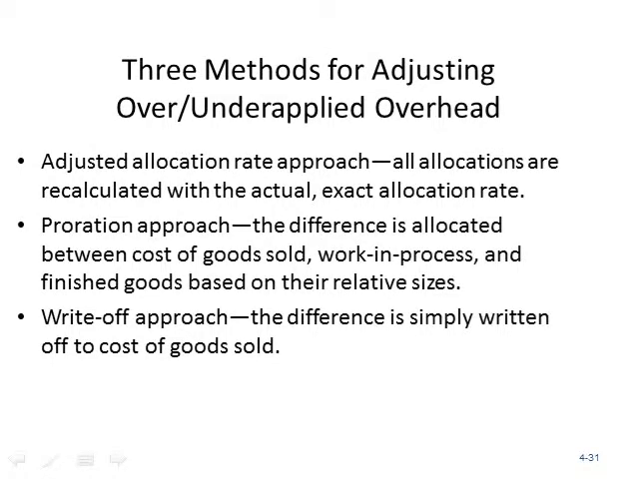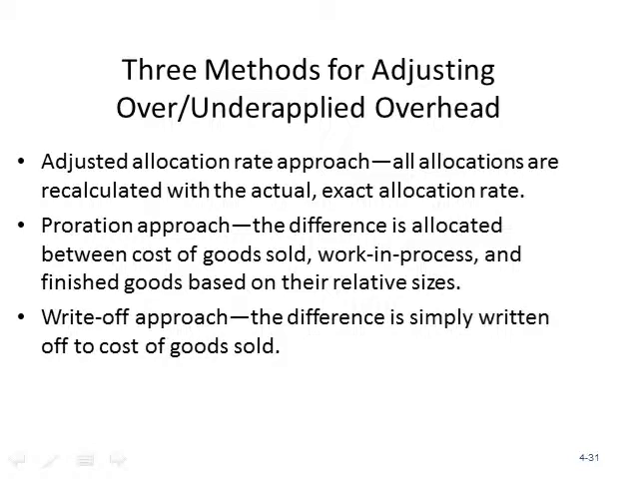And so then the next question logically would be, well, what do we do with these differences? So we use three methods to account for the over or under allocated overhead. As you can see here, we can use an adjusted allocation approach where the allocations are recalculated with the actual rate. That's a big deal if you think about going back and recosting every transaction or every allocation for the year again based on actual.